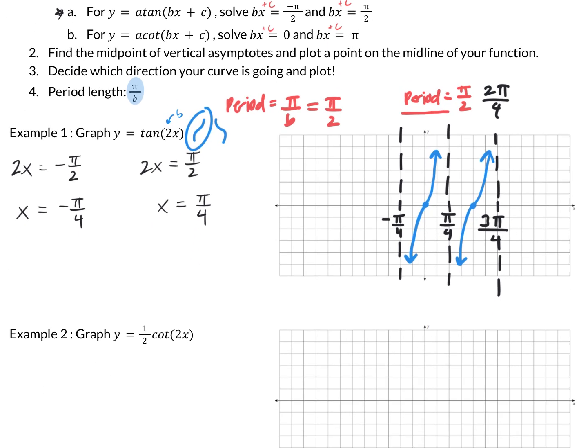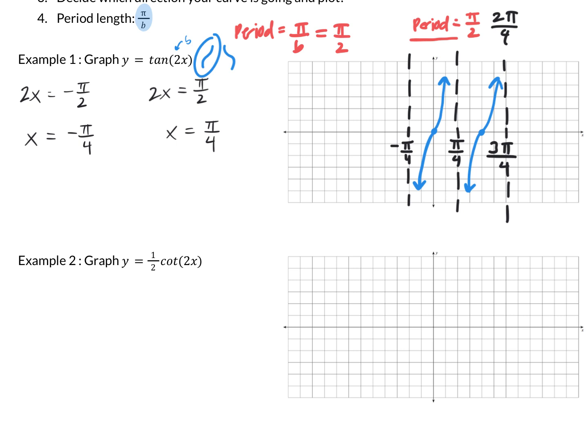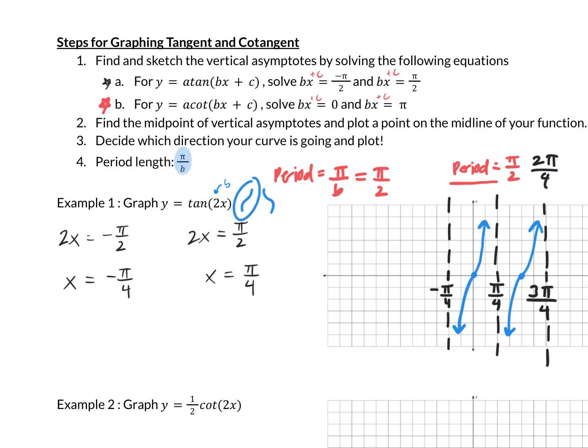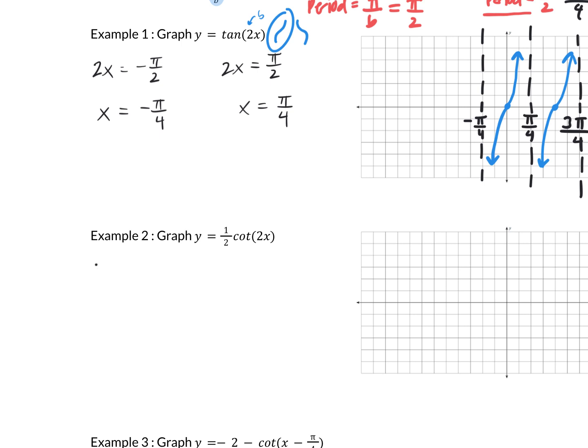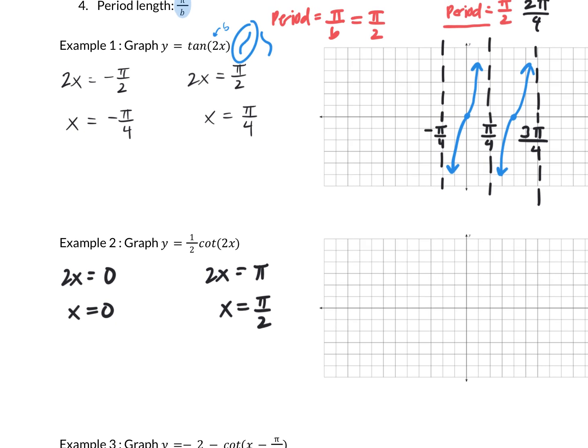Okay. Moving on to the next one here. This one we're going to cotangent. So I've got 1/2 cotangent of 2x. Okay, cotangent we are setting equal to part B here. We're setting that equal to 0 and pi. So the stuff on the inside of 2x is going to be set equal to 0 and pi. And if I solve these, I get 0 and pi over 2. So that tells me where my vertical asymptotes are going to be.